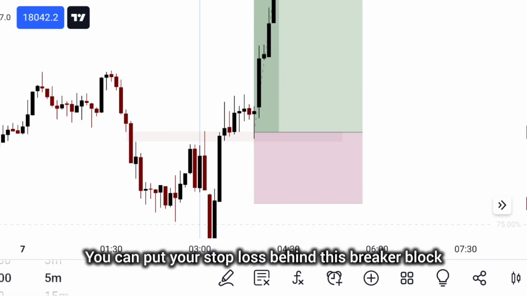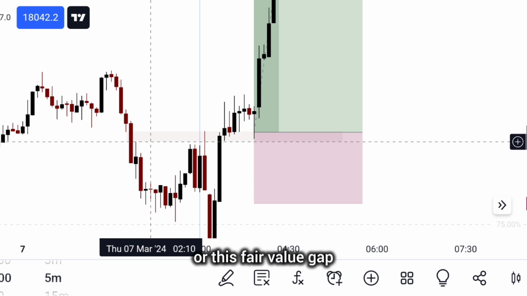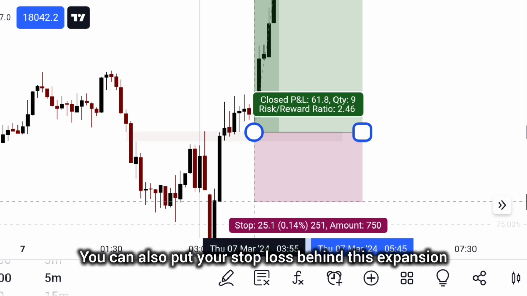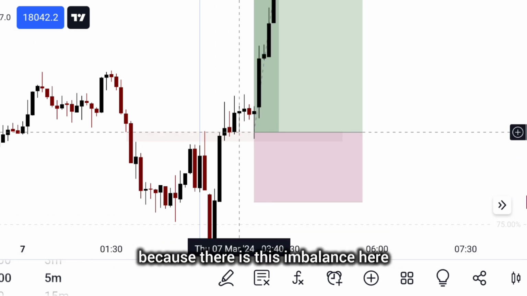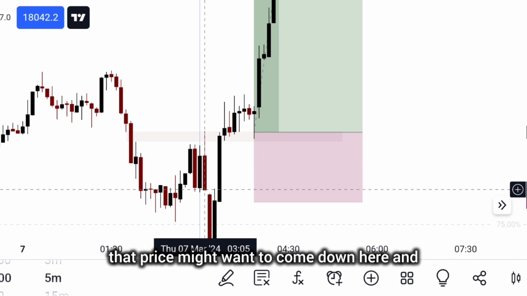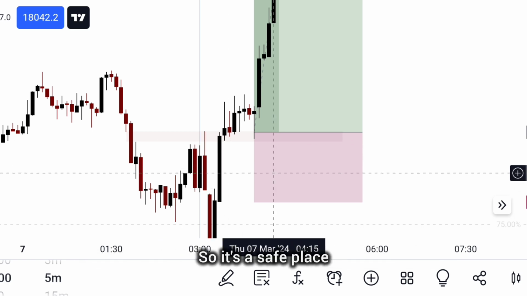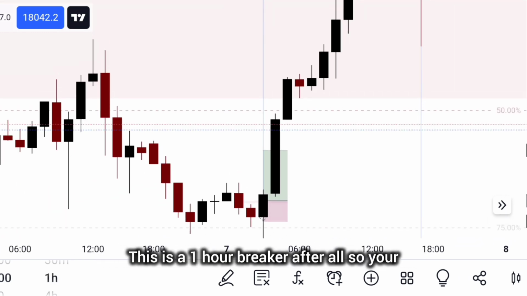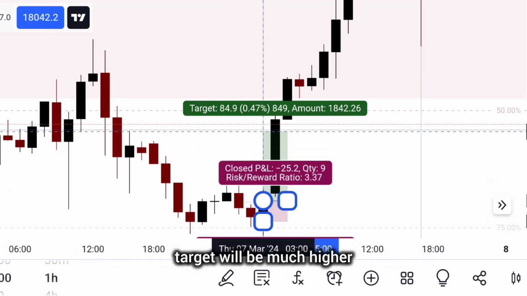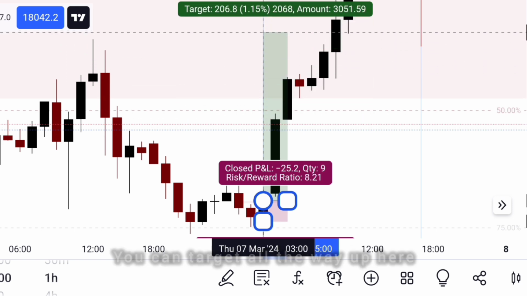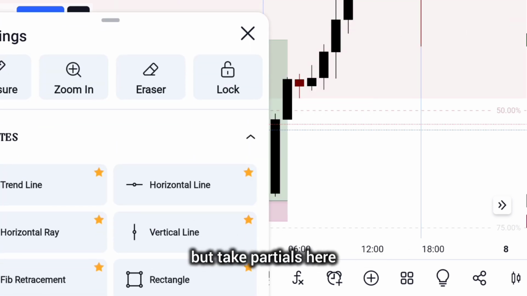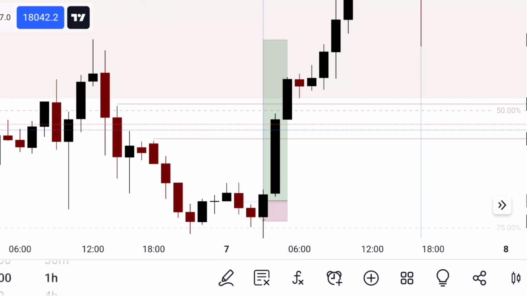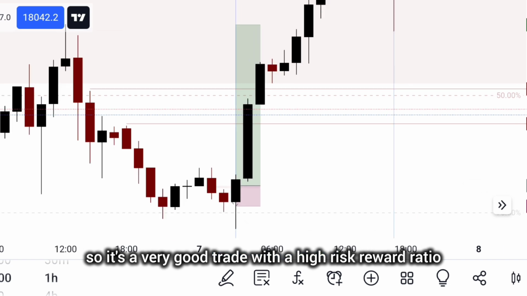You can put your stop loss behind this breaker block or this fair value gap, but you might get a stop out here. You can also put your stop loss behind this expansion because there is this imbalance here that price might want to come down here and touch it. So it's a safe place. And again, you target premium. This is a 1 hour breaker after all, so your target will be much higher. You can target all the way up here, but take partials here and here. So it's a very good trade with a high risk reward ratio.